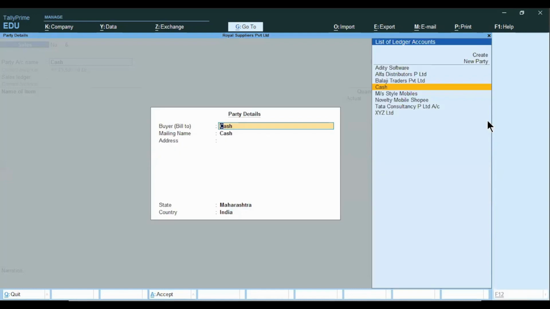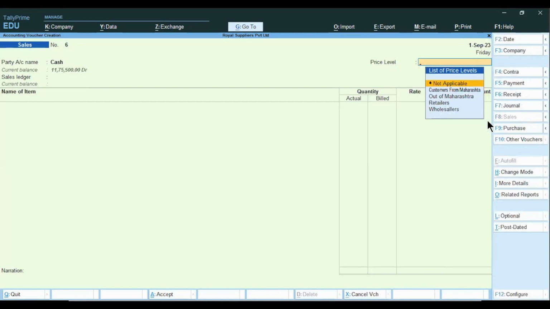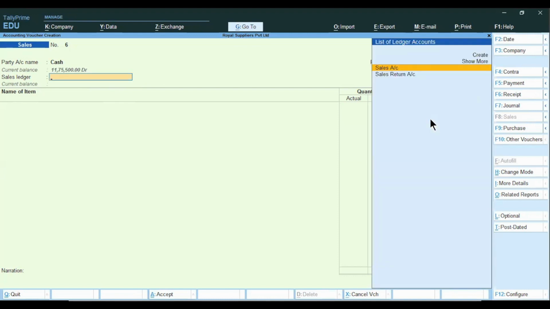Here if we have not mentioned what type of party it is, or we have not altered the party's ledger, then it asks for the price level in the invoice itself. So select the price level. Though we are selling for cash, select the price level, the party, whether it is a customer within Maharashtra, outside Maharashtra, retailer or wholesaler. Suppose this is wholesaler. Enter.